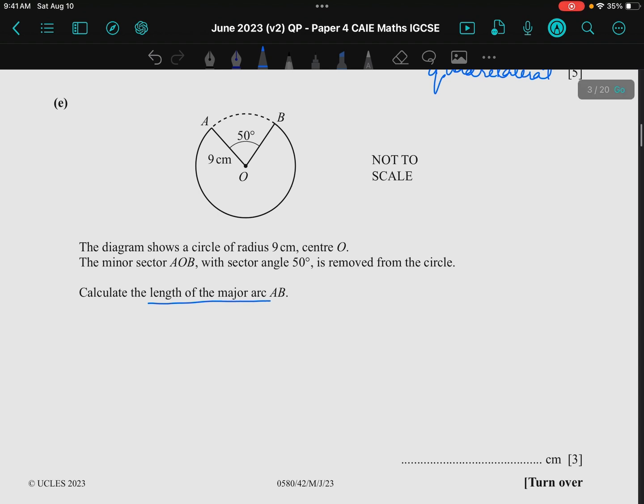So we will find the major angle. What will be the major angle? It should be 360 minus 50, which will give me 310 degrees.